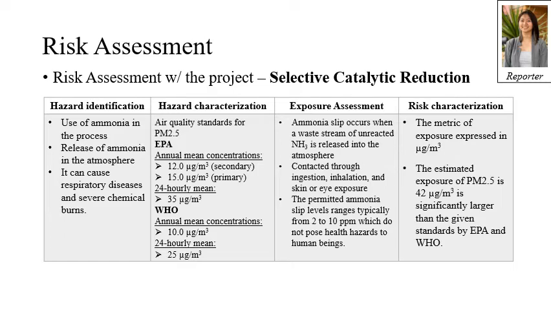When mixed with moisture, it forms a heavier than air vapor that can spread in low-lying areas with inadequate air circulation. The US EPA states that the allowed ammonia slip levels vary from 2 to 10 ppm and pose no health hazards to people. For the risk characterization, the EPA and the WHO both used micrograms per cubic meter as a measure of exposure. The predicted PM2.5 exposure is 42 micrograms per cubic meter, which is substantially higher than the EPA and the WHO limits.